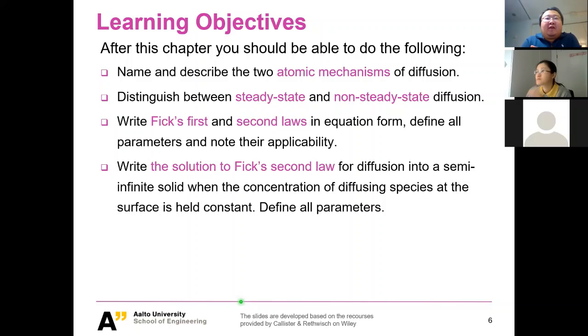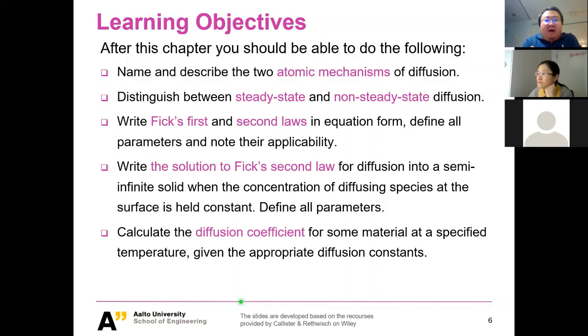Because the second law is a differential equation, it is not something you can solve directly. You first need to solve that to get a solution equation, and then you can use it. Then you should be able to write the solution to Fick's second law for diffusion into a certain condition, which is the semi-infinite solid with the concentration of diffusing species at the surface being constant. So you have no clue what this is about, but you will learn what this is about.